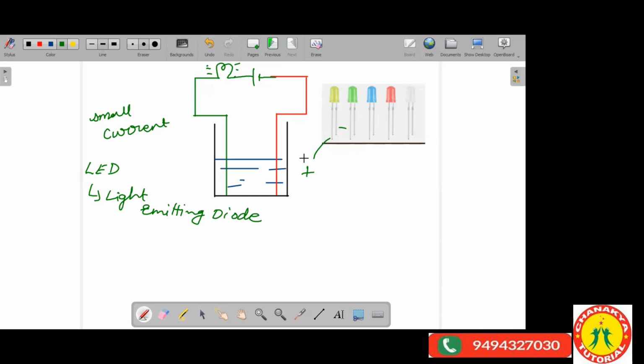Now we'll be discussing the effects of electric current. We will discuss two effects. One is the heating effect. The other one is the magnetic effect of electric current. So let us see the heating effect of electric current.